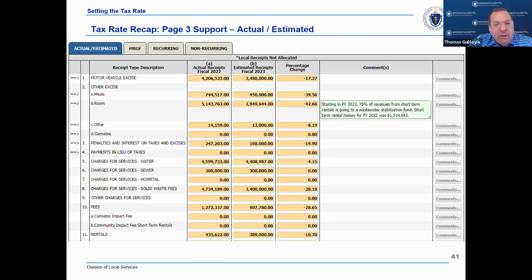Any line that appears to have an increase from your actual receipt from last year to this year, you are required to put in a comment. Only increases on this page require a comment.